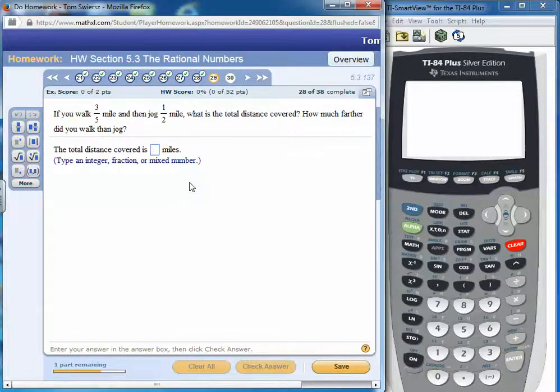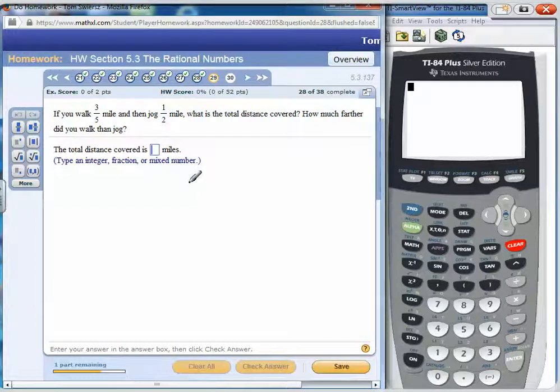If you walk 3/5 of a mile and then jog a half mile, what is the total distance covered? How much further did you walk than jog? Okay, total distance means you're going to see how much you walked and jogged and add it together to get the total.